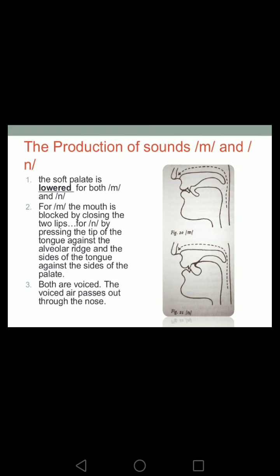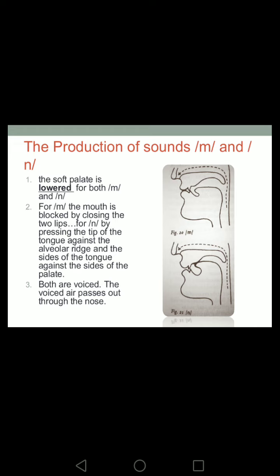As you see in the picture, in the diagram, we have the two sounds m and n. The nasal consonant sounds are three. You know them. We have three nasal consonant sounds, m, n, and ng. But in this slide, depending on the book, we're going to deal with the pair m and n. And we're going to deal with the sound ng in isolation.